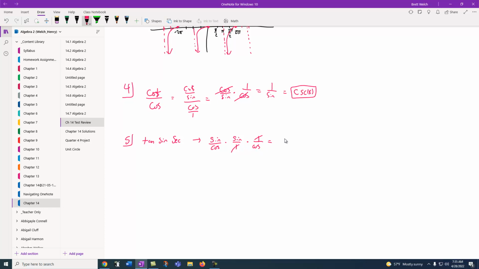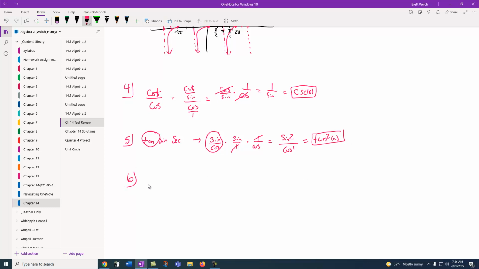Now notice, other than these 1s, there's nothing that would cancel. So I just multiply through the top, and I get sine squared over cosine squared. Well, I learned earlier that sine over cosine is tangent, so sine squared over cosine squared would be tangent squared of x. And there's our answer.